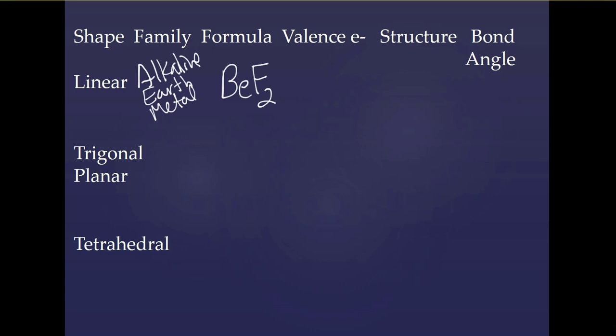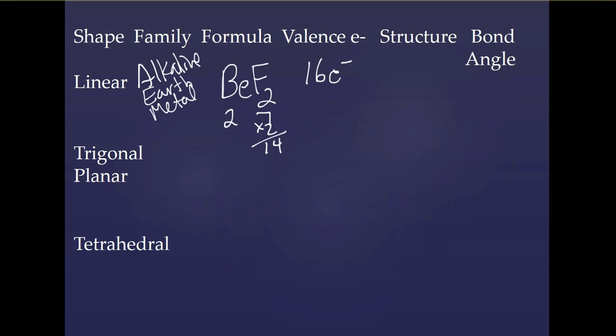I told you I was going to teach you two different ways to do these Lewis structures. One way is to count valence electrons. Looking at your periodic table, we find that beryllium has 2 valence electrons, and the fluorines each have 7. So the total number of valence electrons would be 16.